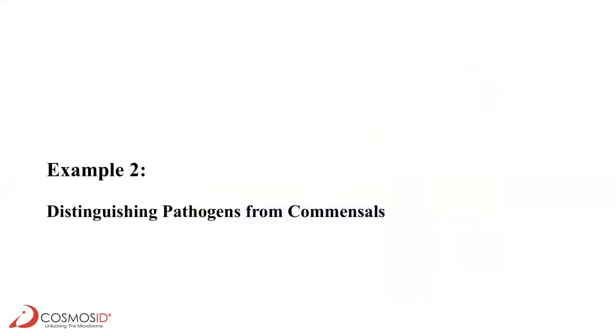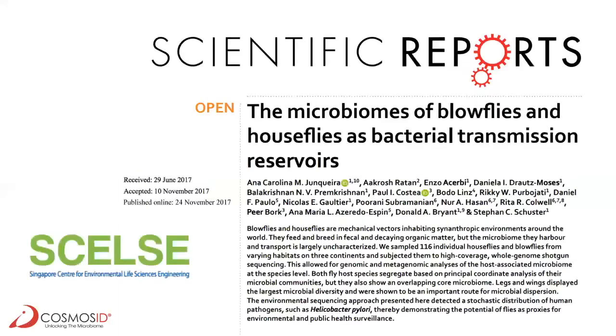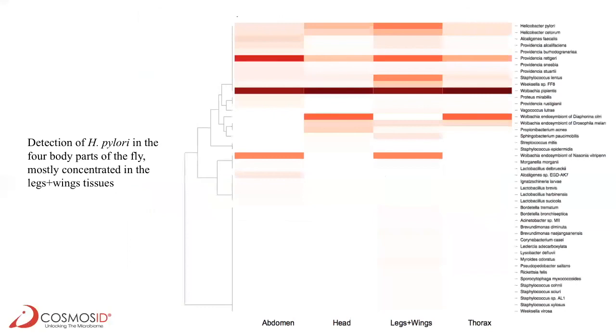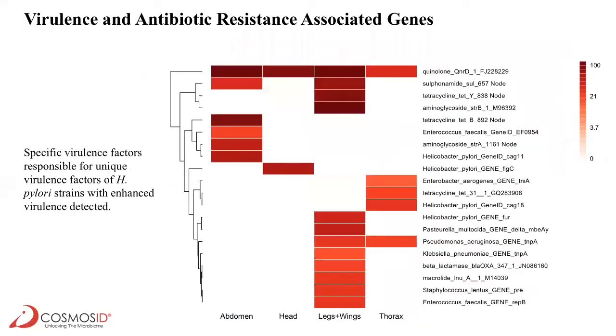The next example is distinguishing pathogens from commensals. We just published a paper in Scientific Reports where we showed that a lot of blowflies, in different parts of the blowflies, are carrying Helicobacter pylori, which is a public health threat for many different populations. The most important thing I would like to highlight is that not only identification of the organism is important, but if you look into the specific virulence factors that these organisms carry, it can give you additional information about the enhanced virulence capability of this organism.